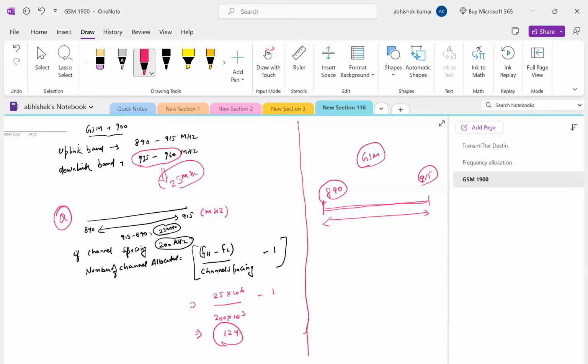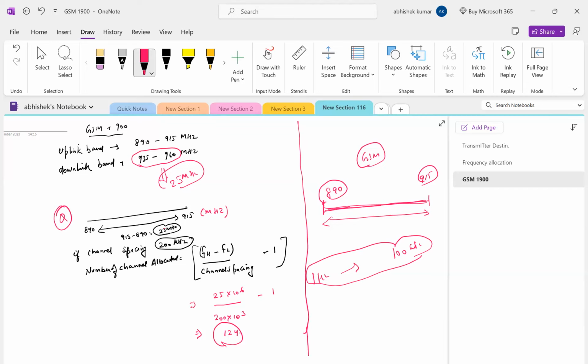Because we have the frequency from 1 hertz to 100 gigahertz and very high also, right? But we have many applications like mobile communication, radio communication, TV broadcasting. So we have to allocate different bands of frequency for different types of communication, right? We have allocated 890 to 915 for mobile communication using GSM.